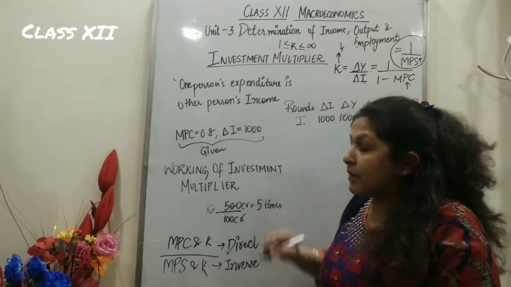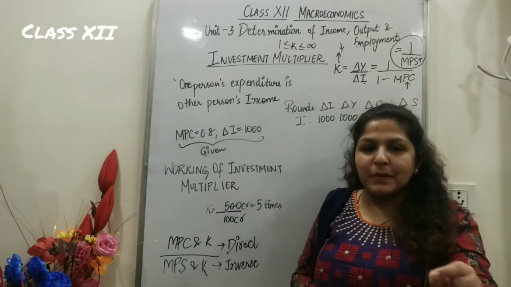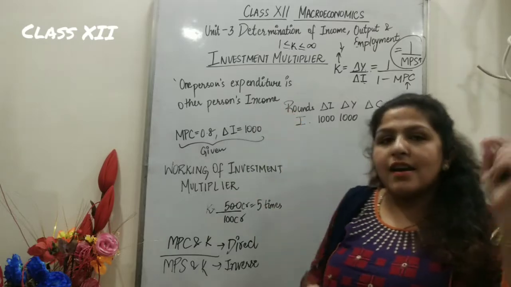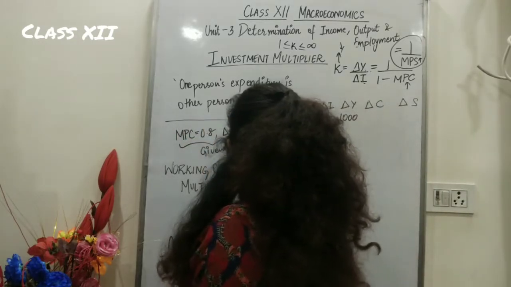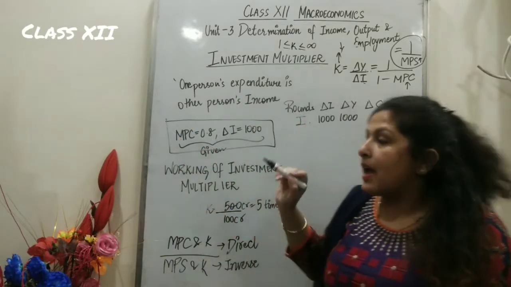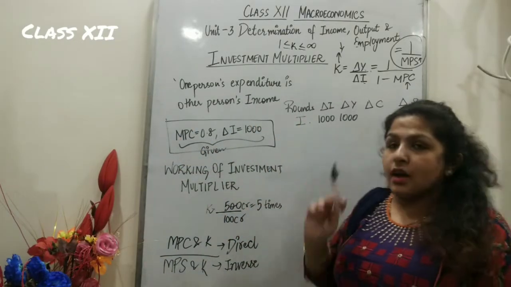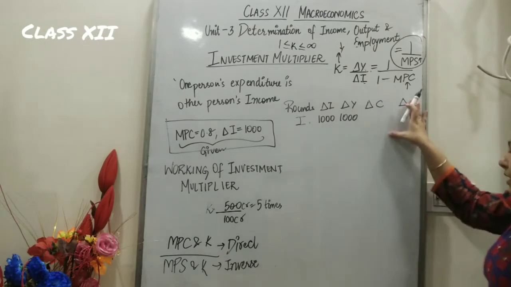So now let's understand the working of investment multiplier. How does the investment multiplier work? On the principle that one person's expenditure is another person's income. Let's say these two things are given to us: MPC is 0.8 and the investment change is 1000. So again we'll make our table like this.